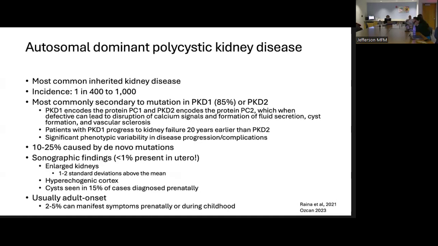Patients with PKD1 progress to kidney failure 20 years earlier than PKD2. So the actual mutation is important in the prognosis. There's significant phenotypic variability in disease progression and complications. 10 to 25% are caused by de novo mutations.